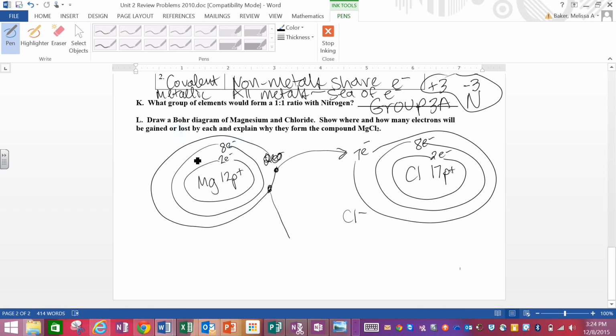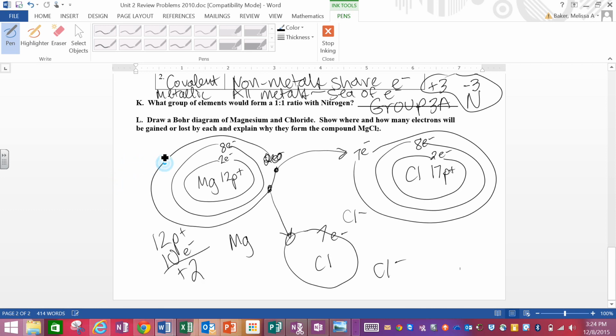Well, this electron's got to go somewhere else. It's got to go to a second chlorine. I'm just going to draw the outer shell on this one. So you need 2 chlorines to satisfy this magnesium. Once magnesium is down 2 electrons, it's going to have a +2 charge.